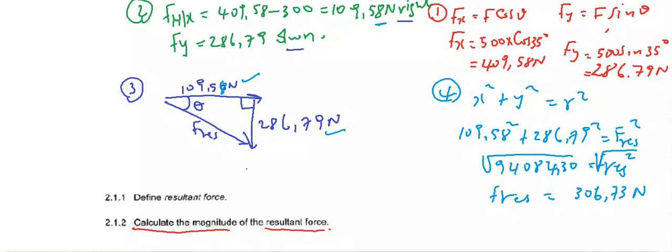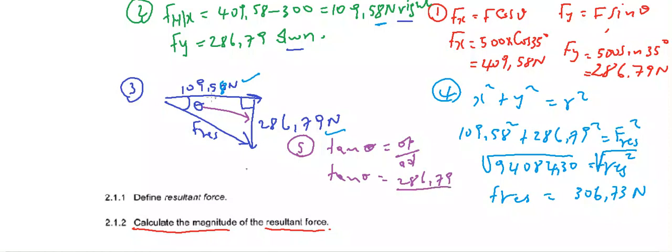Then step number 5. Use tan theta. Step number 5. Use tan theta to calculate the direction. Tan theta is equal to opposite over adjacent. So the angle is opposite to this one. So tan theta is equal to 286.79 divided by the adjacent side is this one, 109.58. Therefore theta wethu aphume engu, sicofe calculator yethu. Theta aphume lingana no tan inverse of 286.79 divided by 109.58. Then we press the calculator.